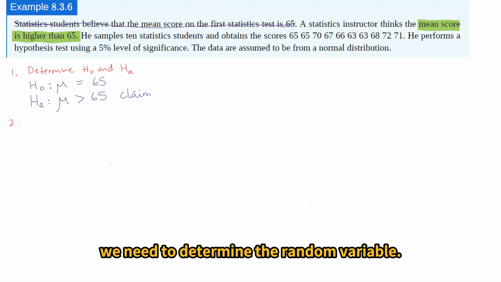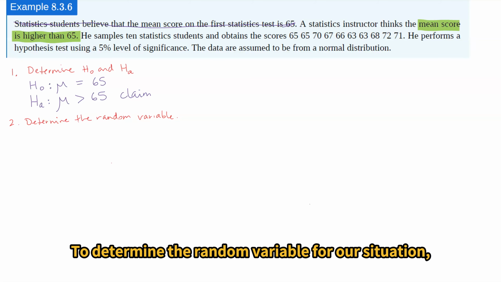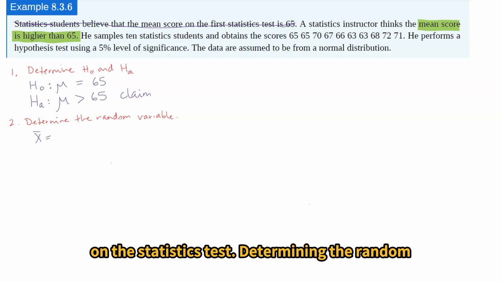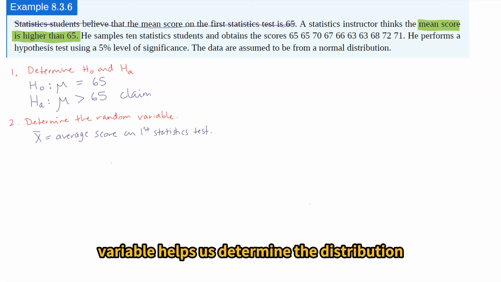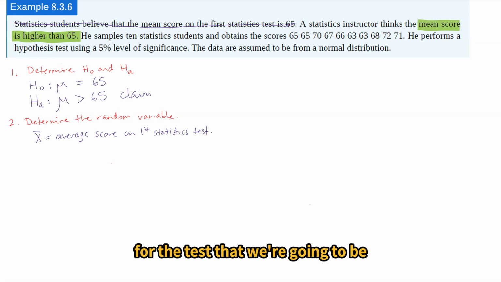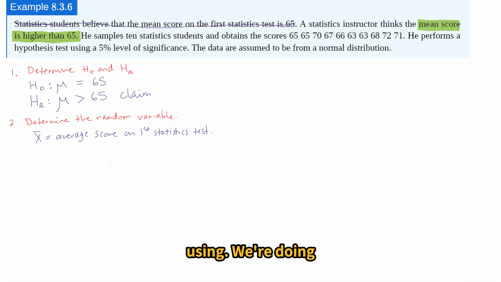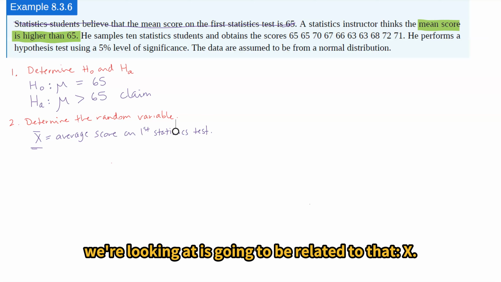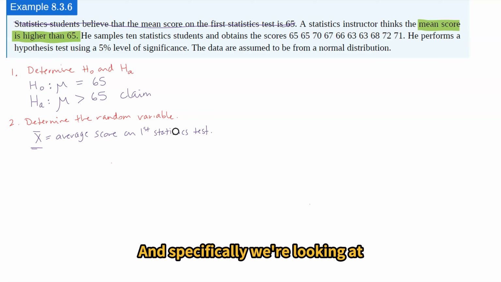Step 2, we need to determine the random variable. To determine the random variable for our situation, X bar is going to be the average score on the statistics test. Determining the random variable helps us determine the distribution for the test that we're going to be using. We're doing a hypothesis test on a population mean, so the random variable we're looking at is going to be related to that, X. And specifically, we're looking at the average, X bar.